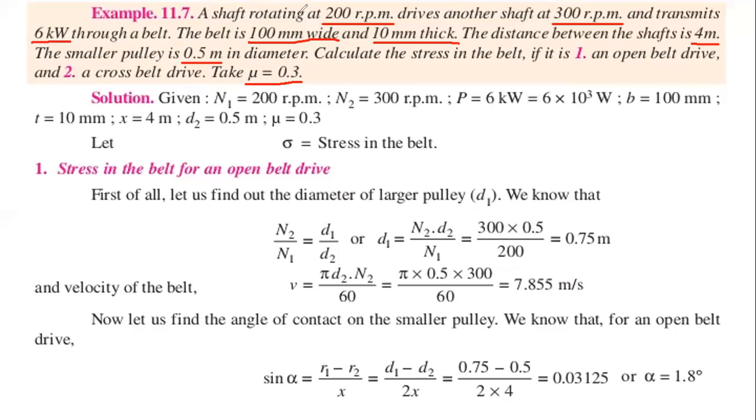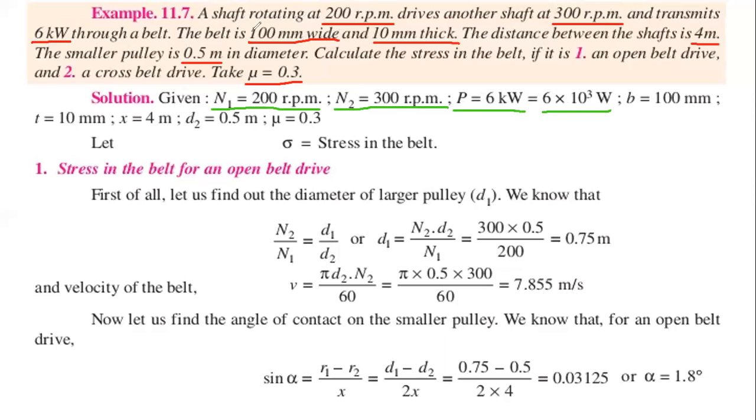Here they have given us two speeds, 200 rpm and 300 rpm. 200 rpm is the driving speed and 300 rpm the driven speed. So we take n1 is equal to 200 rpm and n2 is equal to 300 rpm. Then the transmission is given through the belt, that is 6 kilowatts. So it is taken as power P is equal to 6 kilowatts. It is then converted to watts, that is 6 into 10 power 3 watts.